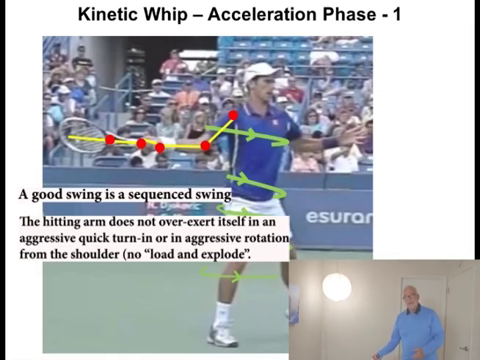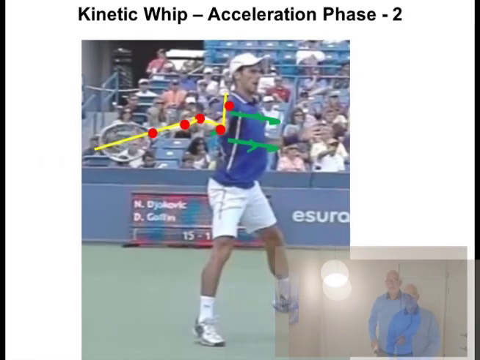So once again, the danger in this first part of the acceleration phase is for the player to overexert the hitting shoulder too soon and too fast, load and explode. We want to let this sequencing of the body, the kinetic chain from the lower body, upper body, shoulder, energy flows into the shoulder relatively passively, and it's still building up energy, and now we're here at the turn with still all the stored energy in our shoulder and our arm complex.